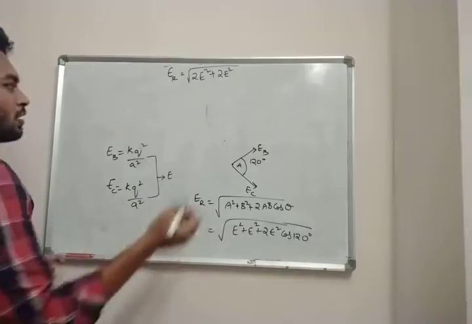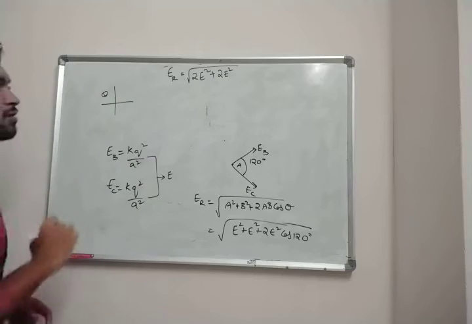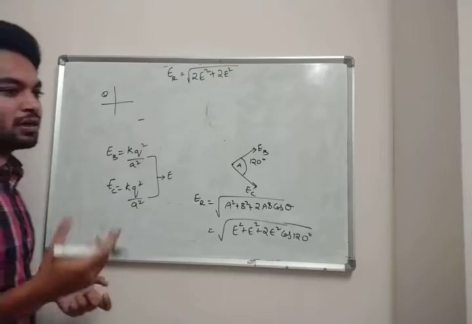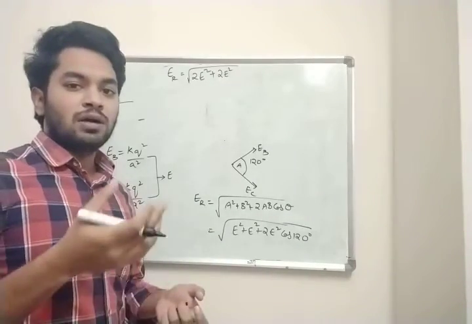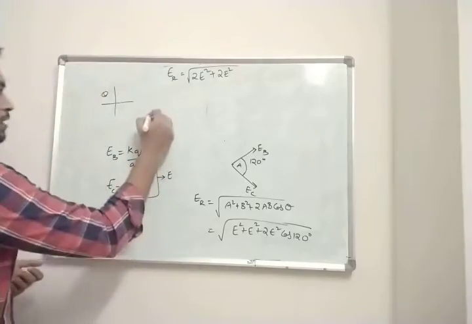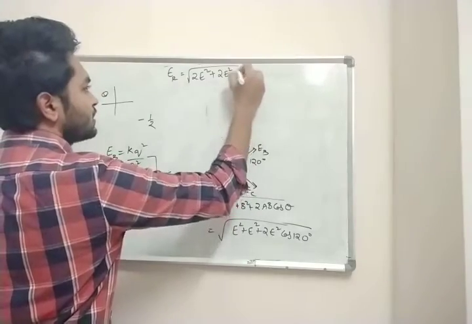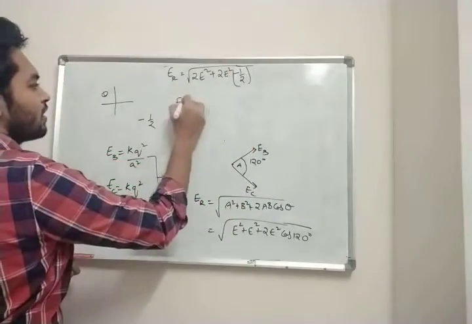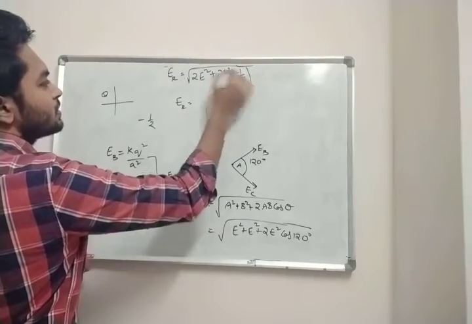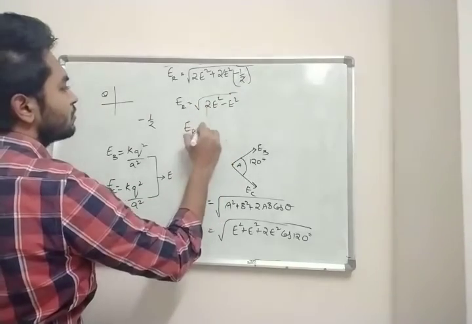What is cos 120? Cos 120 is in the second quadrant, so it is negative, and cos of 90 plus theta: since 90 is an odd multiple, it changes into sine. Sine 30 is 1 by 2, so it is minus 1 by 2. So cos 120 is minus 1 by 2. What do you get finally? ER is equal to under root of 2E square minus E square. So ER is equal to E.